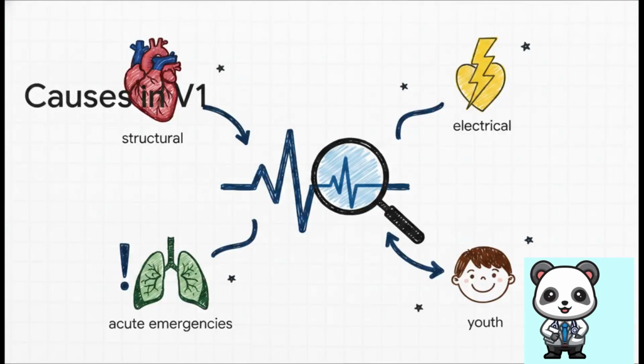Now, there are a bunch of causes for this, but we can totally chunk them into a few logical buckets. First up, you've got your structural issues, like right ventricular hypertrophy and hypertrophic cardiomyopathy, where a thickened septum is creating these massive electrical forces. Then we've got electrical conduction issues, primarily a right bundle branch block, or RBBB, and Wolff-Parkinson-White syndrome. We also have to be on high alert for acute, life-threatening events, like a pulmonary embolus or a posterior myocardial infarction. And finally, keep in mind it can actually be perfectly normal in youth.